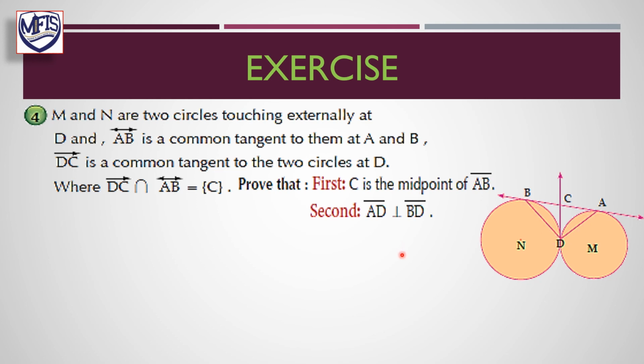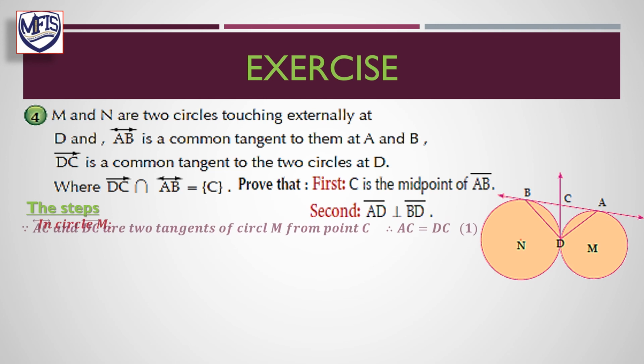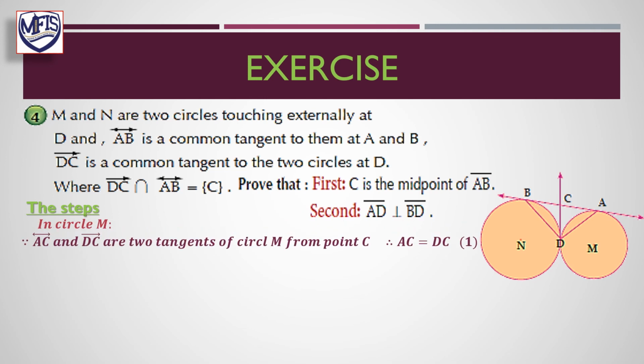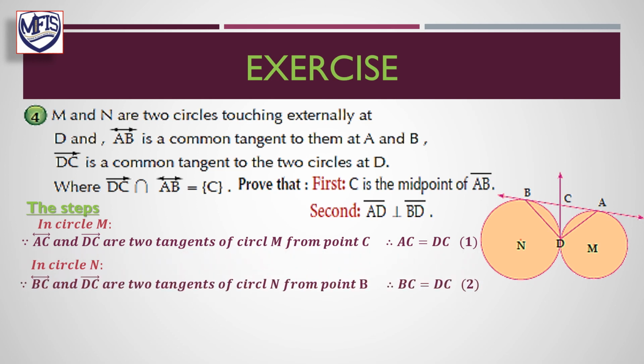Let's see our steps. The steps here in circle M: straight line AC and ray DC are two tangents of circle M from point C. Therefore, AC equals DC. This is number 1. In circle N, the same. Two tangents, then BC equals DC. This is number 2. From 1 and 2, therefore, AC equals BC. That means C is the midpoint of AB. This is the first required.